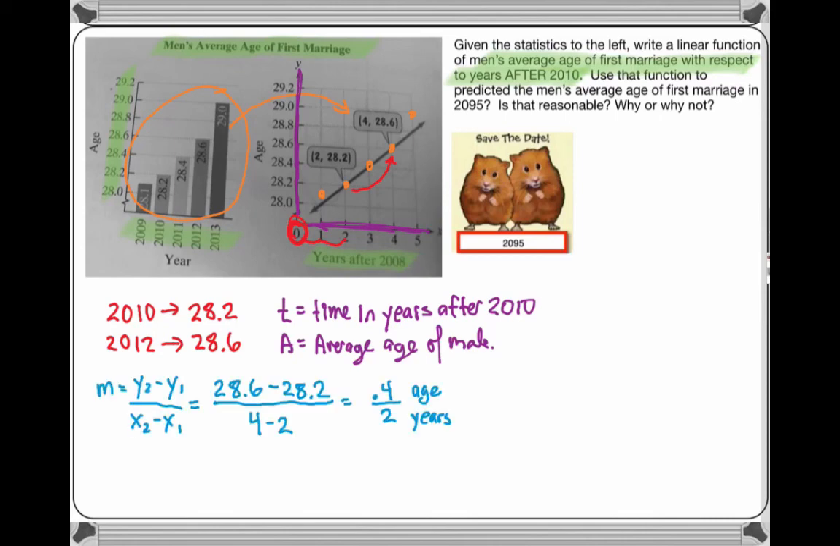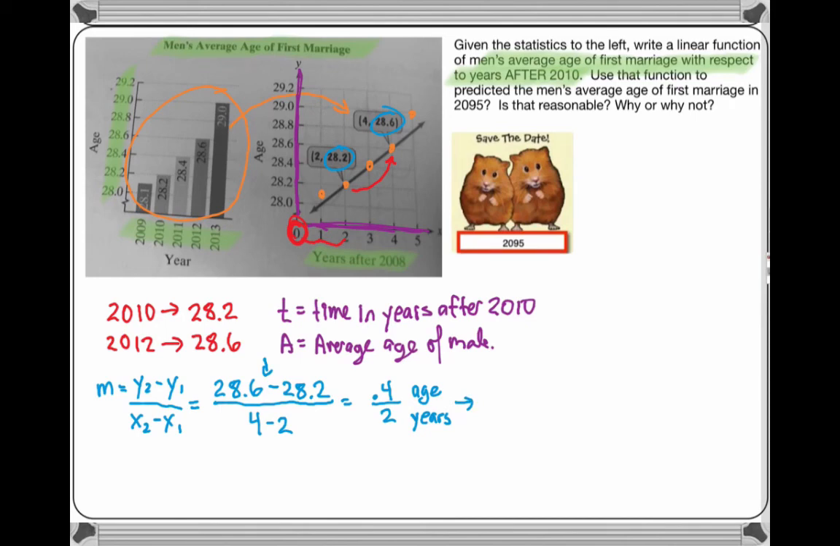Okay, so the slope right here, we're just subtracting the y values, which is going to be subtracting this guy from that guy, which we did right here, and then over the 2 years. So it looks like the average age is increasing 0.4 years every 2 years, okay?